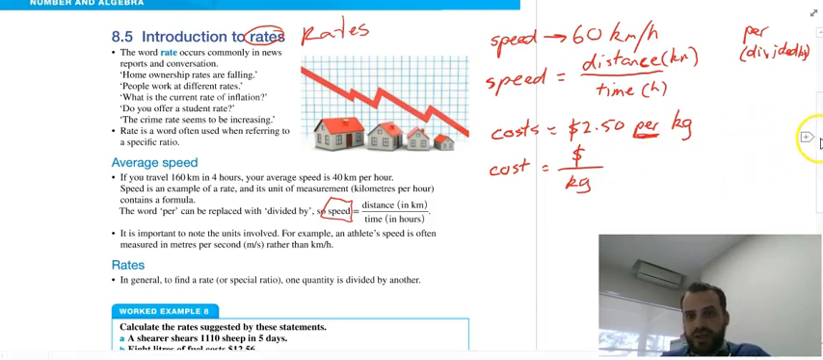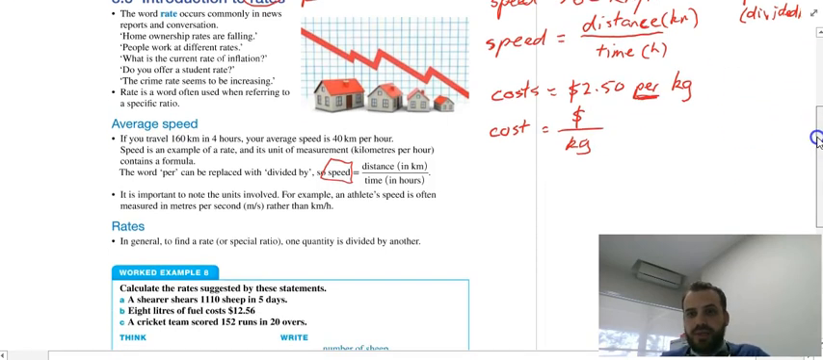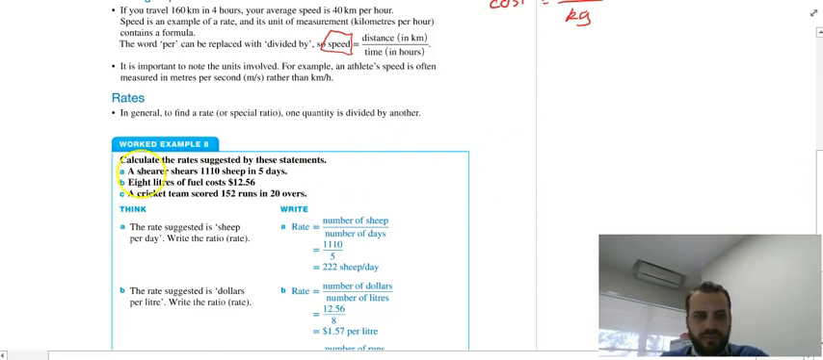All right, let's try out a couple of examples from your textbook here. So here's our first example. A shearer, someone who shears sheep, is shearing 1,110 sheep in 5 days. What is the rate? Now, first of all, the rate is going to be sheep per day. How many sheep per day is this person shearing?